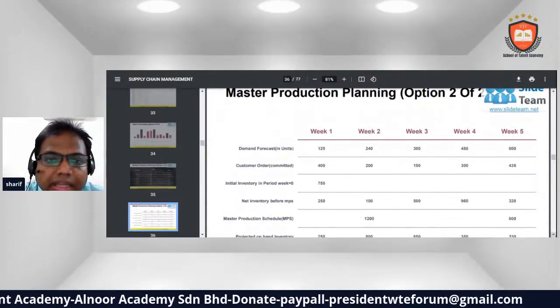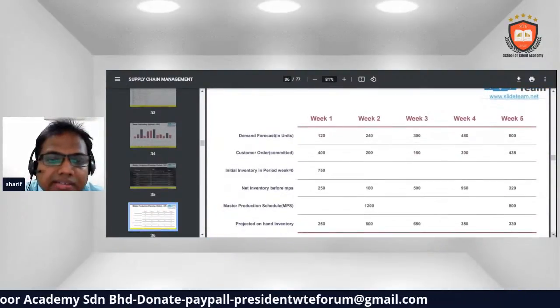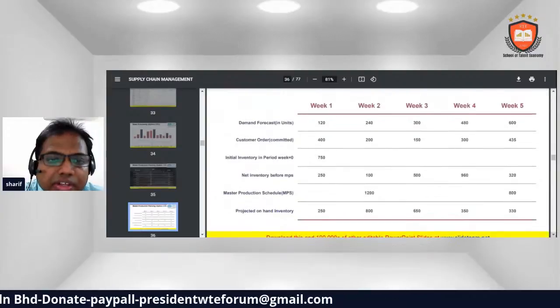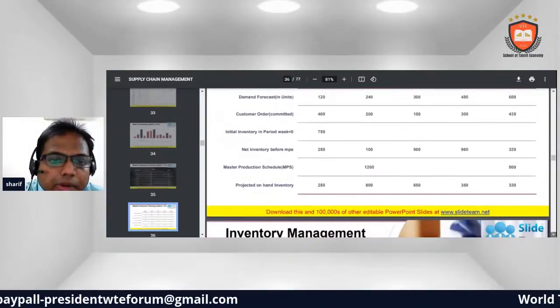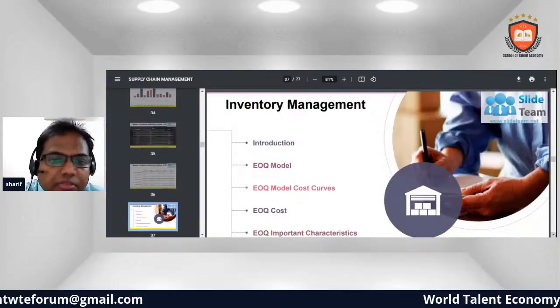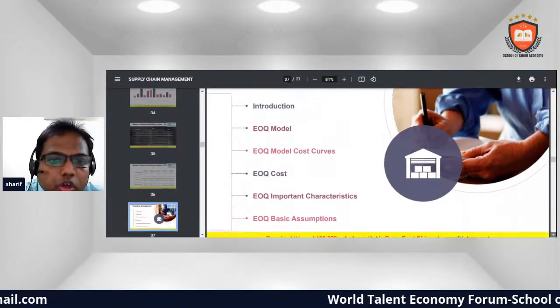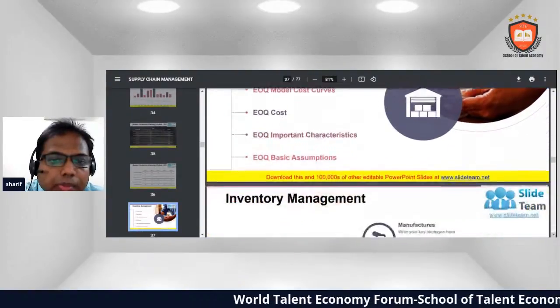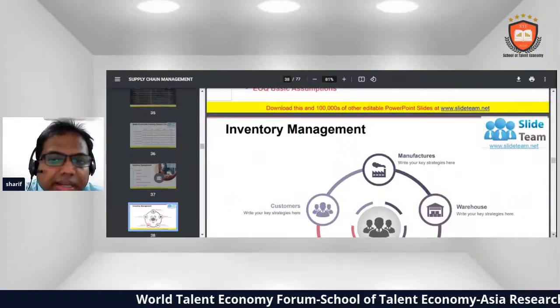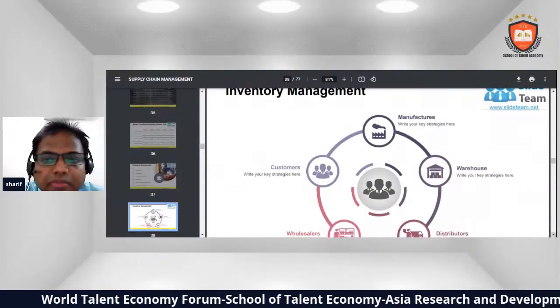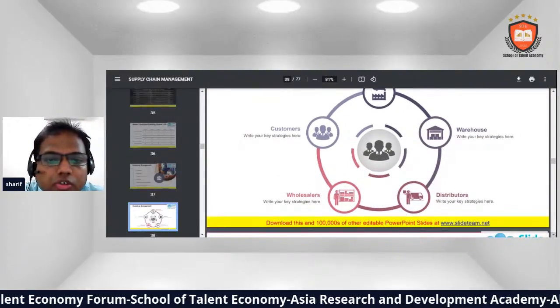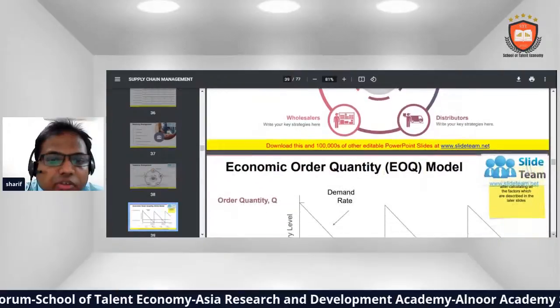Master production planning: we need demand forecast, customer orders, initial inventories, net inventory, master production, projects on demand. Inventory management: introduction, EOQs, EOQ models, EOQ cost, EOQ important characteristics, EOQ basic assumptions. Inventory management in manufacturing, warehouse, distributors, wholesalers and customers.